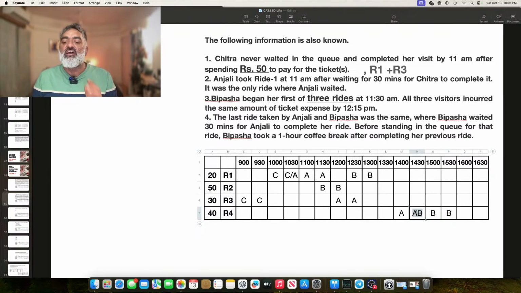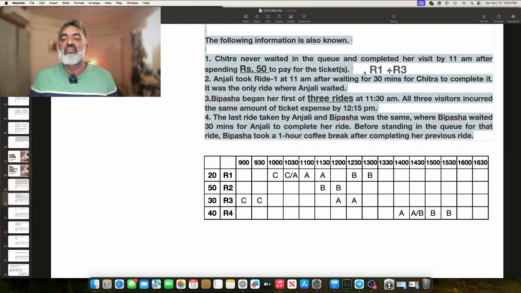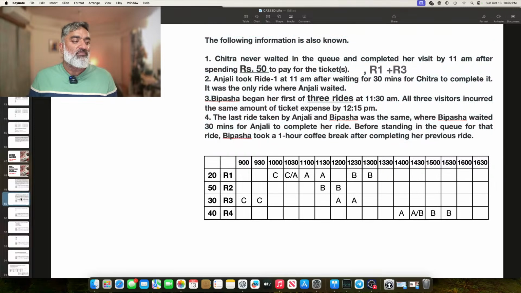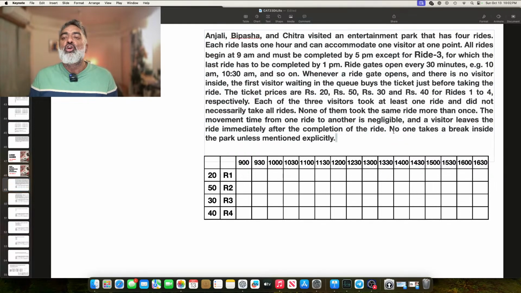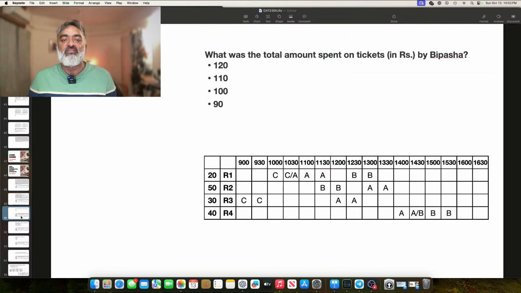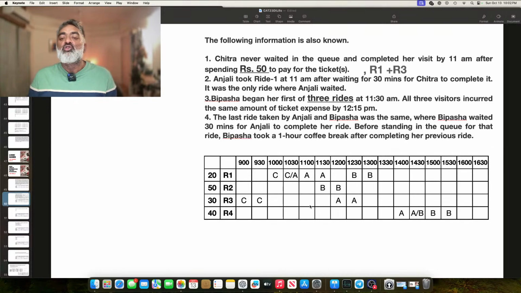This is for half an hour of waiting. A is riding, B is waiting. Now, I also go back and check my rules and read them carefully. It says, furthermore, no one takes a break inside the park unless mentioned explicitly. This would have helped me further if I had used it. No one takes a break except when it is mentioned explicitly. Now, Bipasha's break was mentioned explicitly, but nobody else took a break.